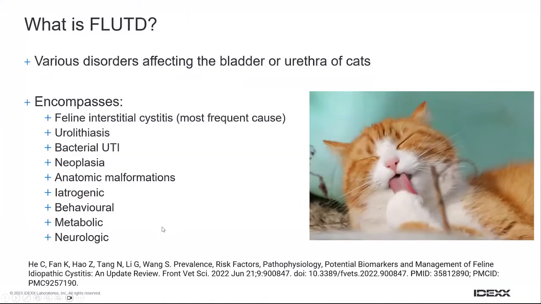So you'll have spent a lot of today discussing what is FLUTD and what can we do about it. So just to recap, FLUTD encompasses various disorders affecting the bladder or urethra of cats. So there's a lot of different differentials that could fall into that category. The most frequent cause is feline interstitial cystitis, but we can also have cats presenting with signs of FLUTD due to urolithiasis, bacterial urinary tract infections, potentially neoplasia, potentially anatomic malformations. It can be iatrogenic, behavioral, metabolic, or even neurologic.